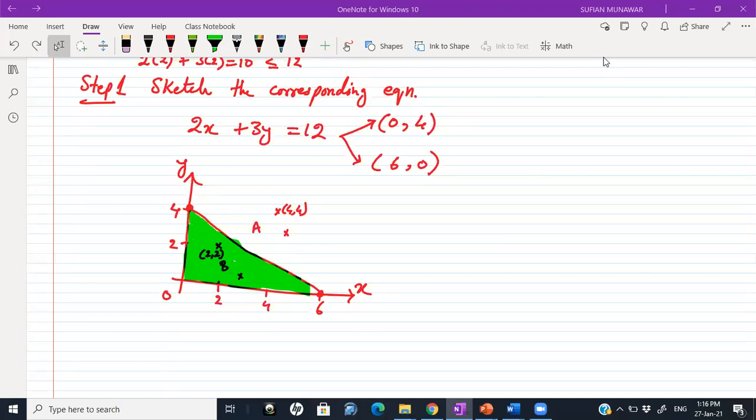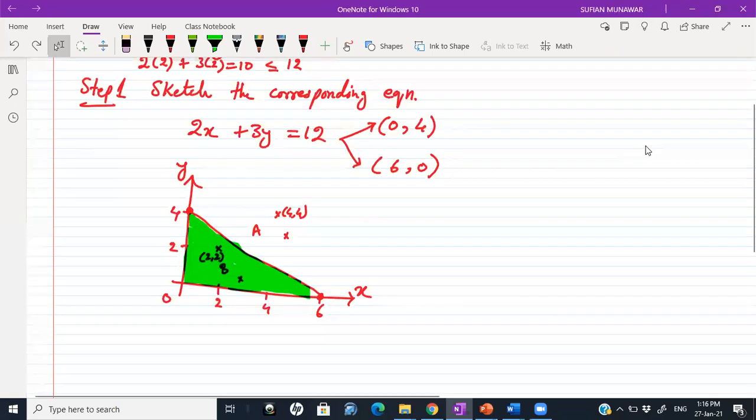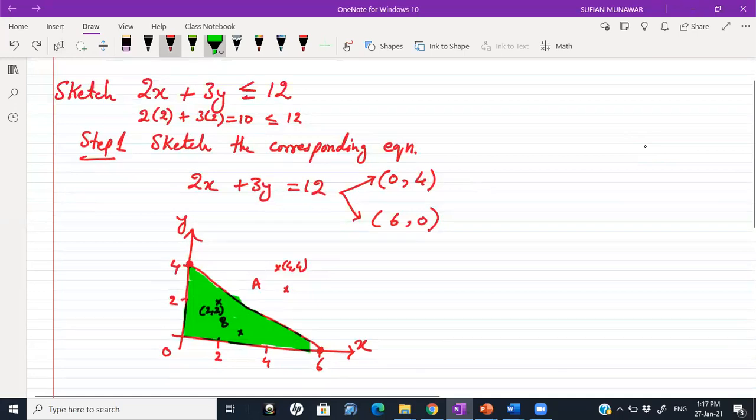Once you consider this point, you will put this point in the inequality. Putting 2 in place of x and 2 in place of y, you get 10. So we check whether this point satisfies the inequality. Because 10 is less than 12, it satisfies the inequality. So this means that this area is the true area. You will shade the area below the line.